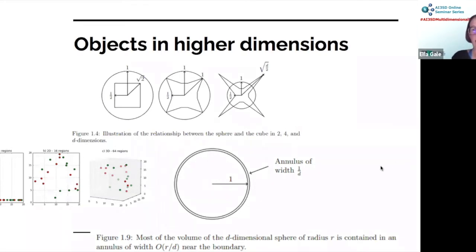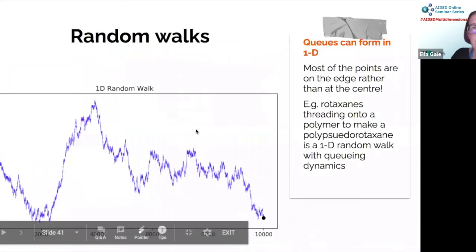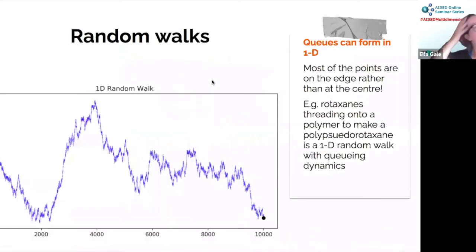Okay, so there's some other ways to think about it. If you're interested, random walks are used in modeling things such as rotaxanes threaded onto polymers, and polymers in general. The thing that's interesting to me about random walks is you can get queues in random walks. If you're trying to understand a one-dimensional system with several walkers, they can get stuck behind each other. Something we all understand, having stood in a queue for the post office.